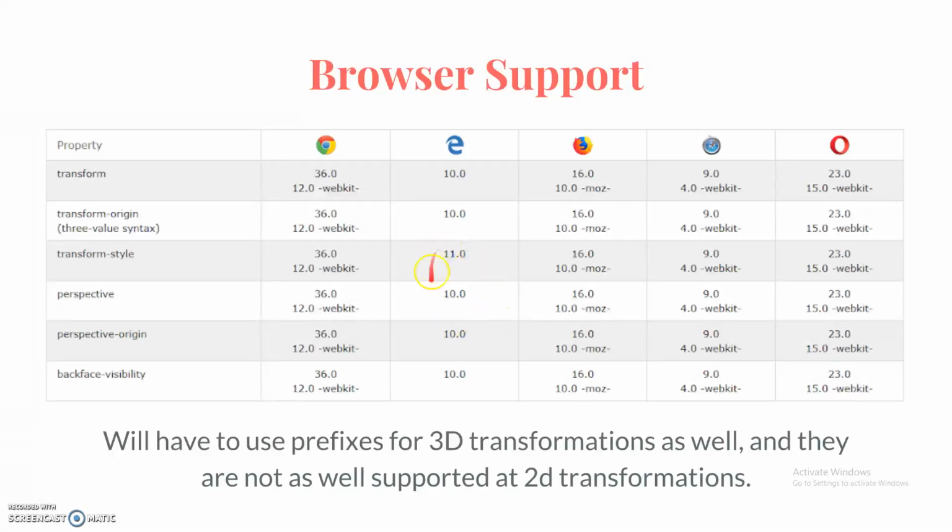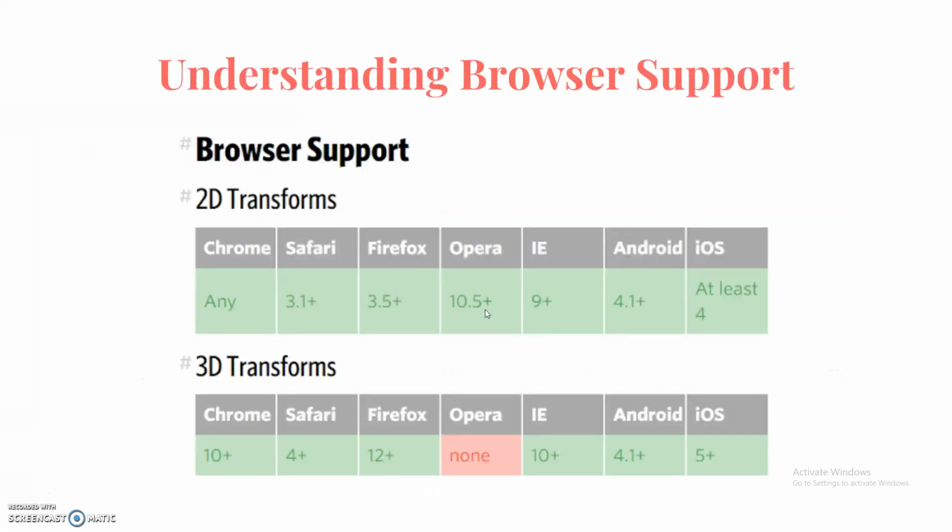There is actually not as much browser support for 3D transformations as there is for 2D transformations, so we will also have to use prefixes for 3D transformations. I was actually a little bit confused with the last 2 browser support charts that I provided, and so I looked up this to help you understand which versions of browsers supported 2D and 3D transformations. If you want to understand this a bit more, go ahead and pause the video and check it out here.